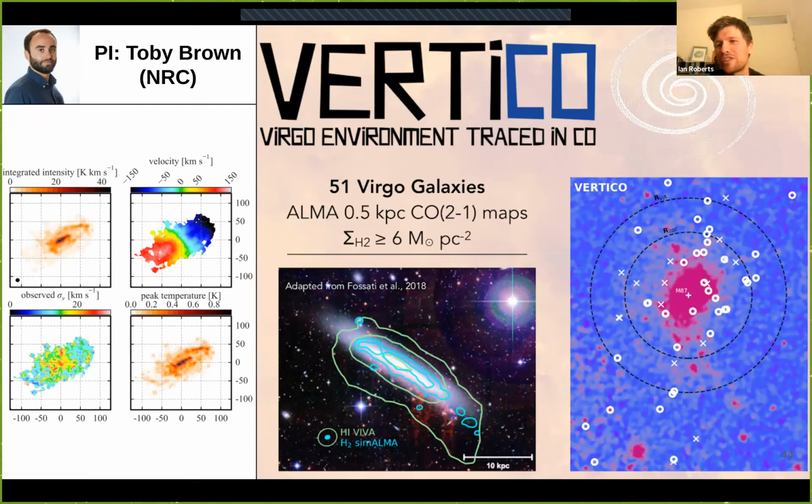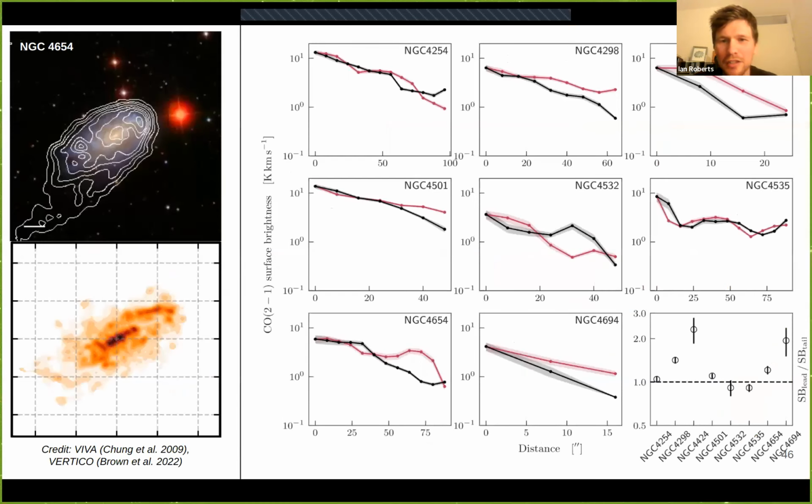So in particular, are we seeing enhanced molecular gas densities on this leading edge like we might expect from this picture that I've been talking about? And I'll just jump to this plot quickly. And this is showing for 8 of these tailed galaxies in Vertigo. So this is one example on the left, NGC 4654. What I've done here is just taken surface brightness profiles, again, along the leading side of the galaxy and along the trailing side of the galaxy, measuring the CO surface brightness. The red lines here are going in the direction of the leading side, and then the black lines are going in the direction of the trailing side.